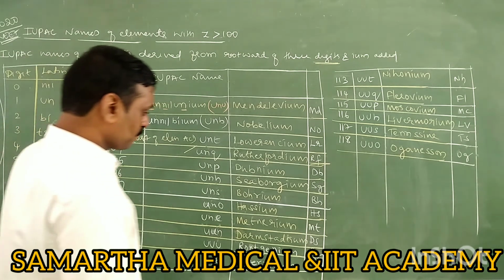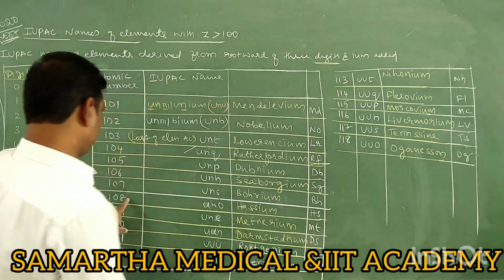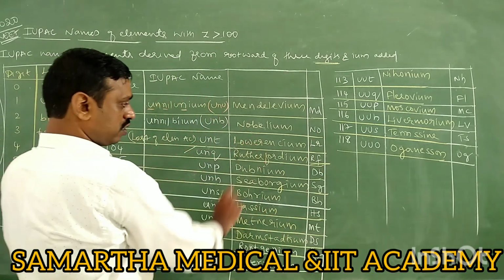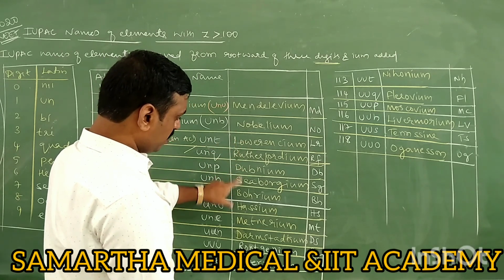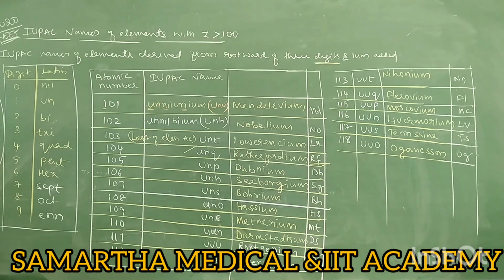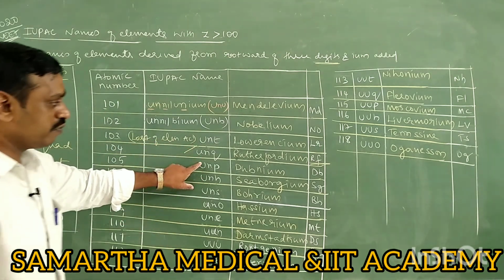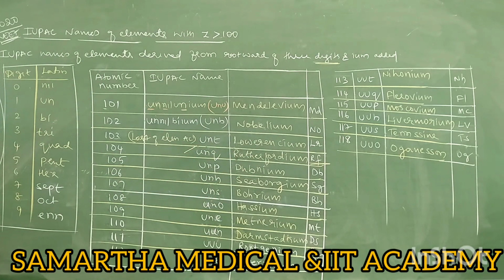I think from 101 to 108, this year they have given a question. It means 4 elements were selected, like Lawrencium, Dubnium, Rutherfordium. Some elements are given, and there these names are given: these names versus these names. It was a match-the-following question. So this is the importance of IUPAC nomenclature. You should remember it.